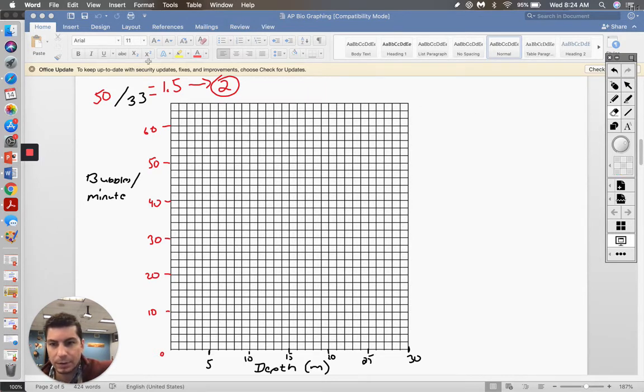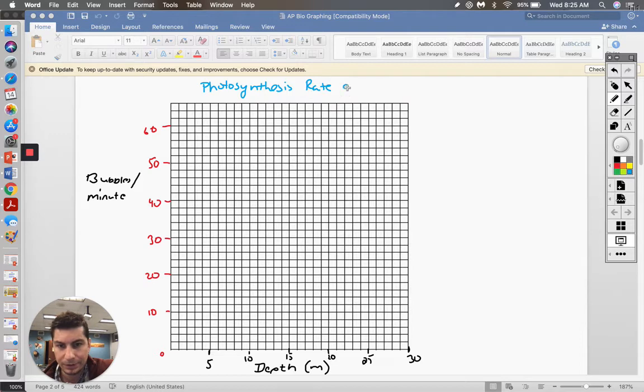I know that it doesn't go up all the way to the top, but we are using most of our graph. Now, we got our x-axis labeled, our y-axis labeled, and all our numbers labeled. The one thing we are missing before we start graphing is our title. So we could do, I don't know, something with photosynthesis. Maybe like photosynthesis rate at different depths.